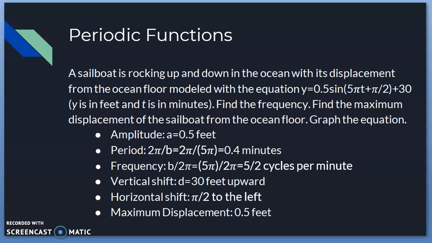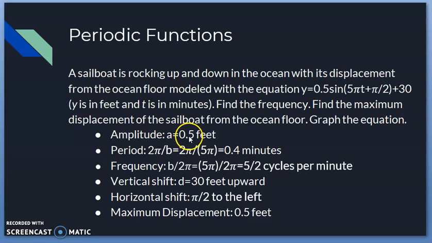A sailboat is rocking up and down in the ocean with its displacement from the ocean floor modeled with the equation y equals 0.5 sine(5 pi t plus pi over 2) plus 30. Y is in feet and t is in minutes. We're asked to find the frequency, find the maximum displacement of the sailboat from the ocean floor, and graph the equation. Okay, so we have an A value of 0.5, meaning the amplitude is 0.5 feet.